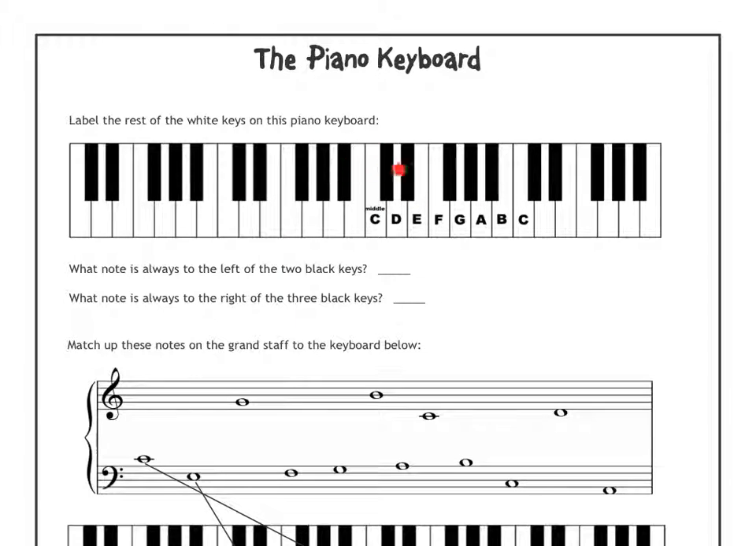The black keys are always in groups of 2s and 3s. Okay, you'll have a group of 3 here, a group of 2, group of 3, group of 2, etc., all the way up and down the keyboard, left and right.